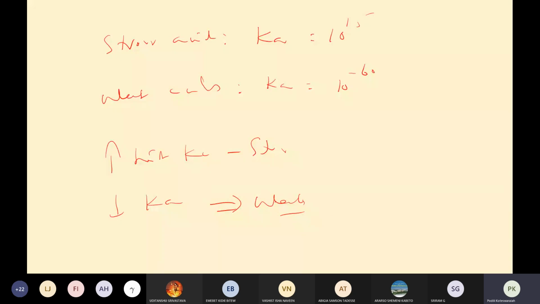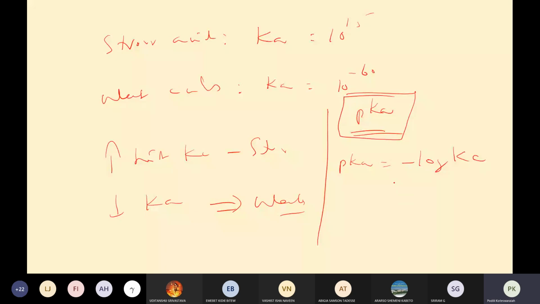But the acid strengths are generally expressed using pKa values instead of Ka. We know pKa is equal to minus log Ka, like we know pH is equal to minus log H plus. From this we can understand that strong acids have higher Ka and lower pKa, and weak acids have lower Ka and higher pKa. Because when the Ka is higher, obviously it's a logarithmic, so pKa is lower. If the acid is strong, it has higher Ka and a lower pKa. If the acid is weak, it has a lower Ka and a higher pKa.